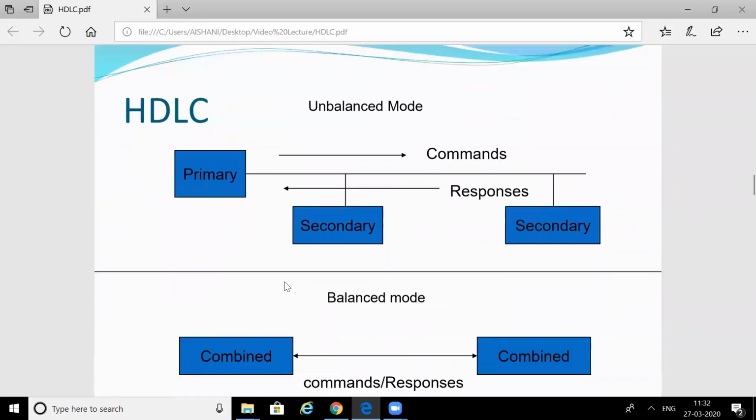Now the modes of communication. First is the unbalanced mode. Here the primary station is the master and the secondary stations are the slaves. So the primary station always issues the command, and accordingly the secondary station sends the responses. So here the weightage of the primary station is higher than the secondary station, that's why it is called unbalanced.